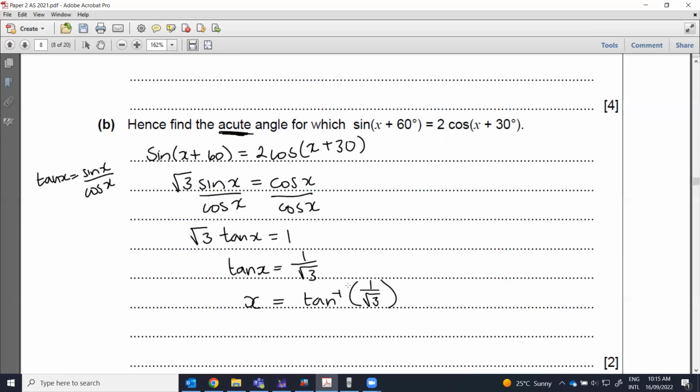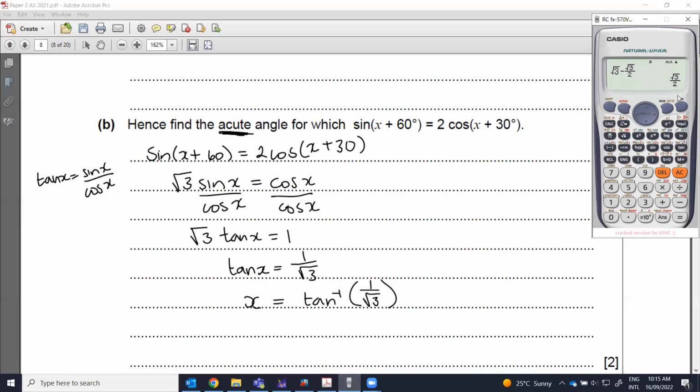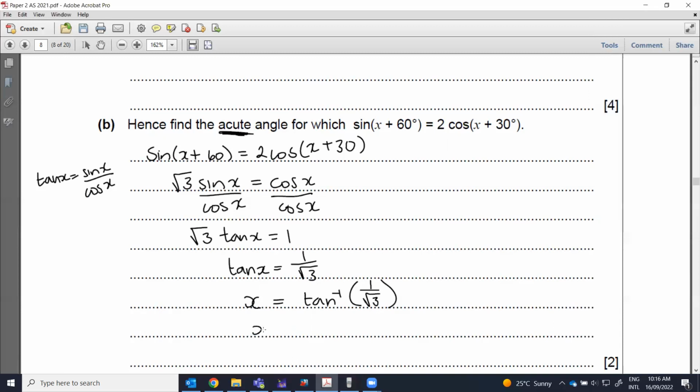So because we want an angle in degrees, make sure your calculator is in degree mode. So on the D there shows you that it is in degree mode, then shift tan inverse, and then 1 over the square root of 3. Sorry, so press this button again, and this is 30. So our angle x is equal to 30 degrees.